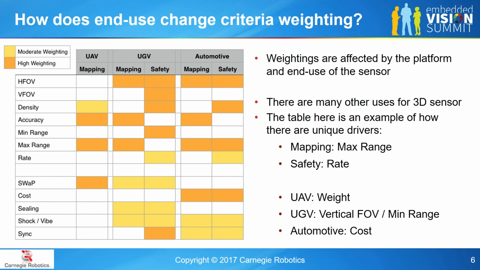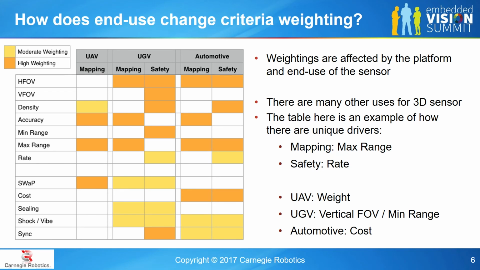So depending on the platform that you're building on, the kind of application that you're using the 3D data for, from an end-use data perspective, the weighting of all these different criteria changes. And this is a very, very short snapshot of a couple of different platforms and a couple of different applications. There's obviously a huge host of other uses for 3D data. And for every single environment and end use, you will care about these criteria differently. And it's very important for you to consider what is important and what is not important to inform the decisions you make about the 3D sensors that you select.